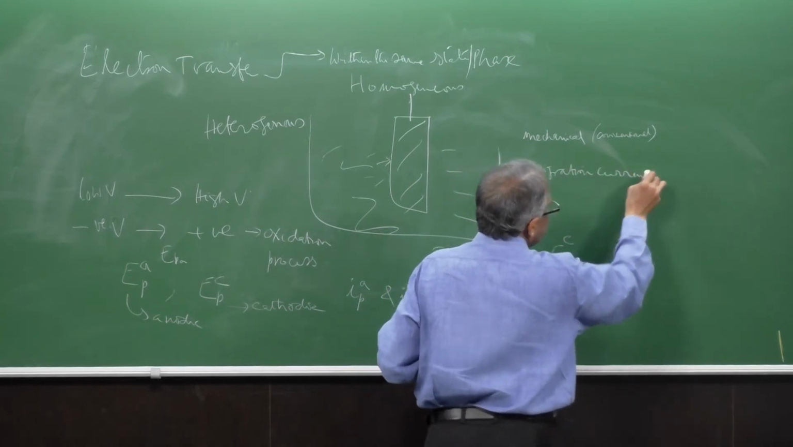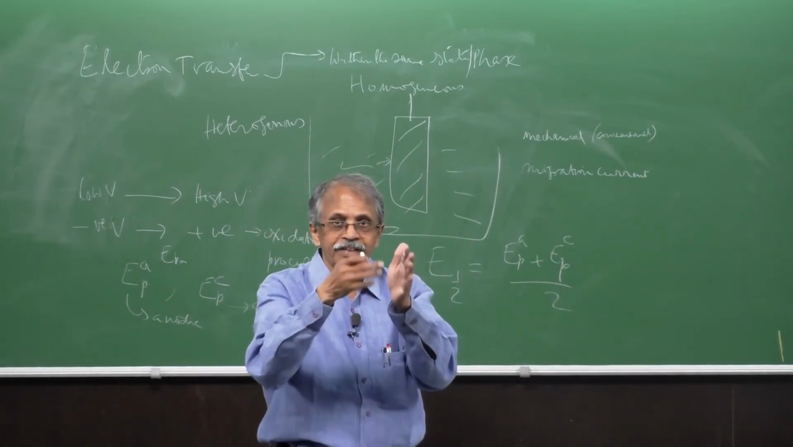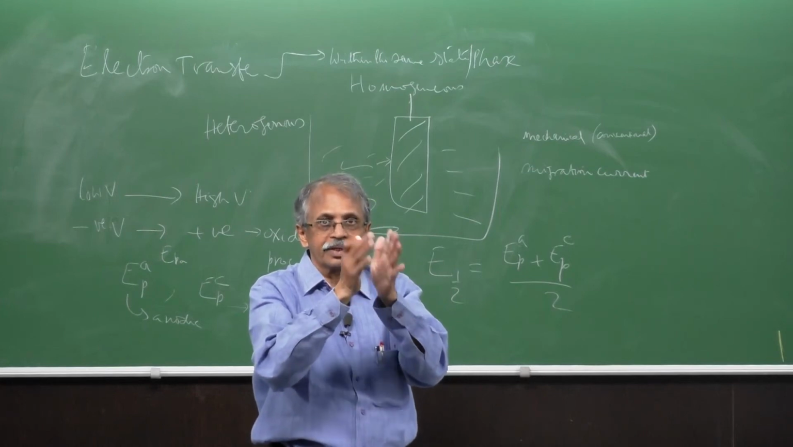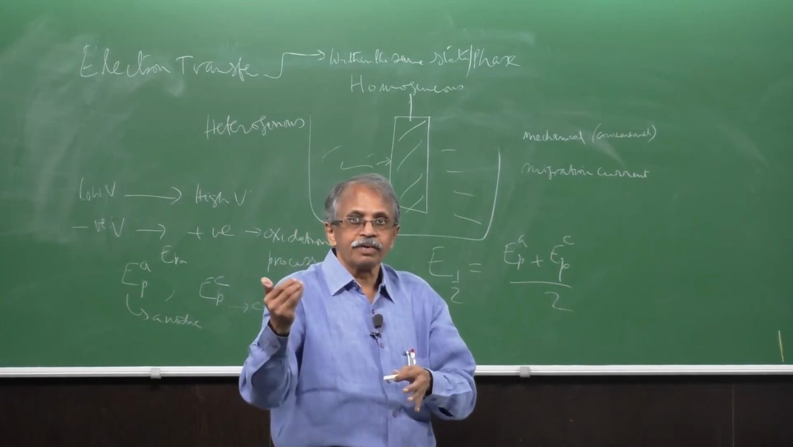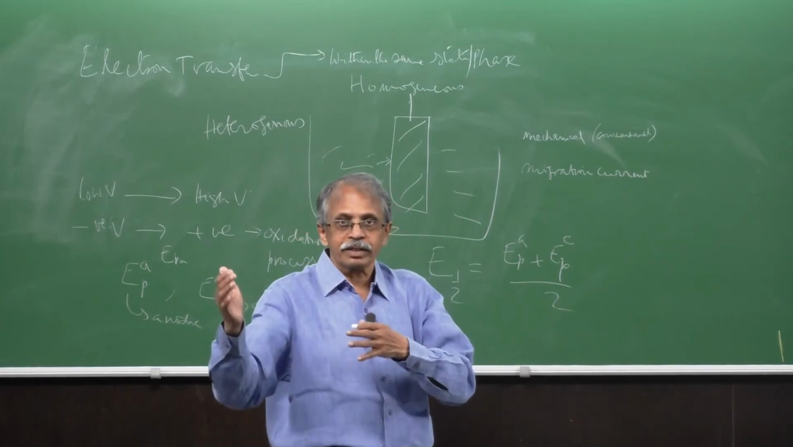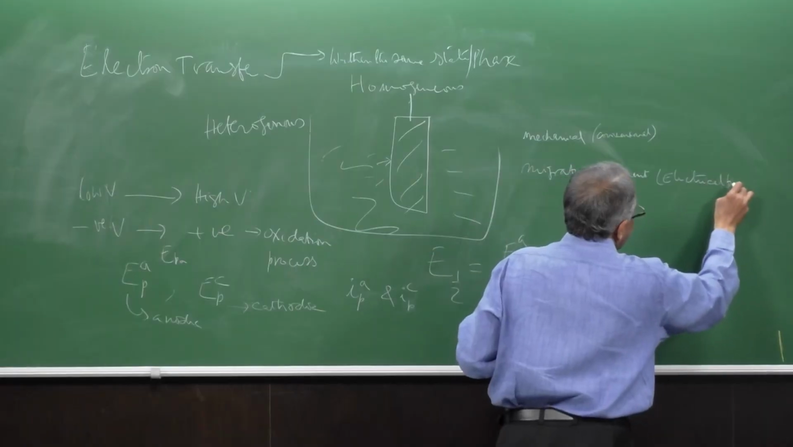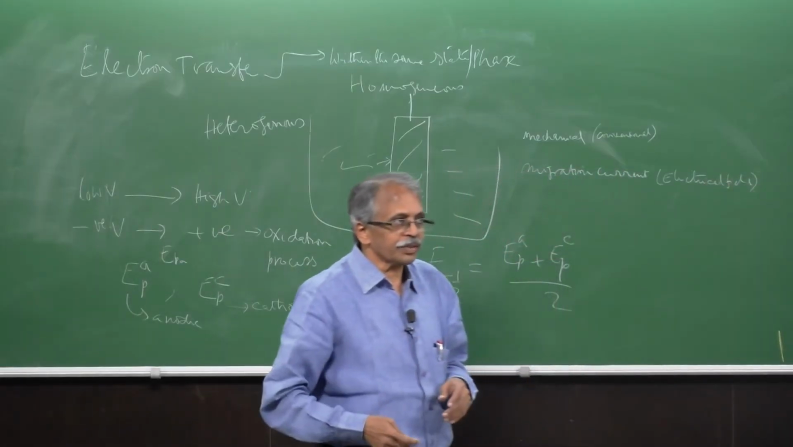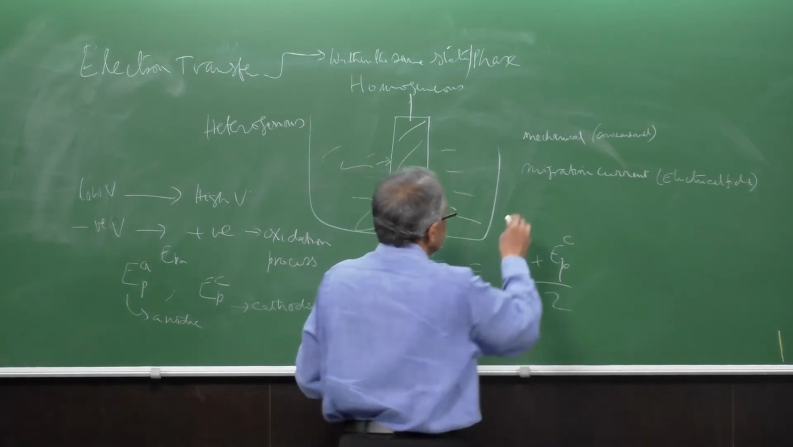So, what is the electrical gradient? Because your electrode is applied a potential, it means there is an electrical charge on the electrode, and this charge has an electric field in the neighborhood. Whatever species are there will be attracted or repelled depending upon the kind of charge that you have, and that kind of movement is called migration. So, this is by the electrical field.